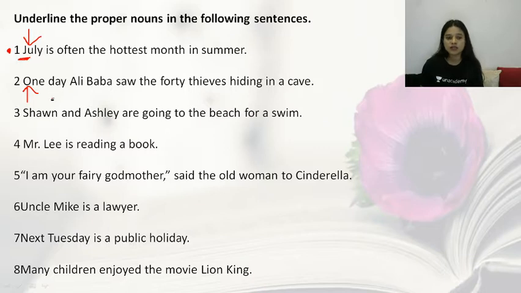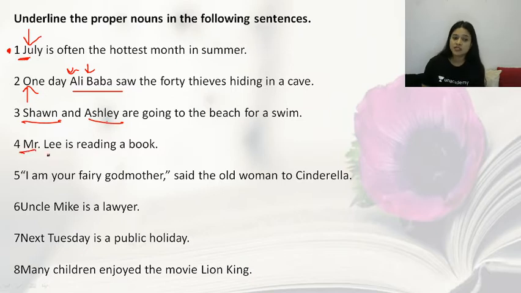Now, what else? Any other change? Alibaba is a proper noun. Yes. Capital. Sean, Ashley, capital. Mr. Lee, proper noun, again capital. I, that's a proper noun, that will be capital. Cinderella, proper noun, name of a particular person, that will be capital.